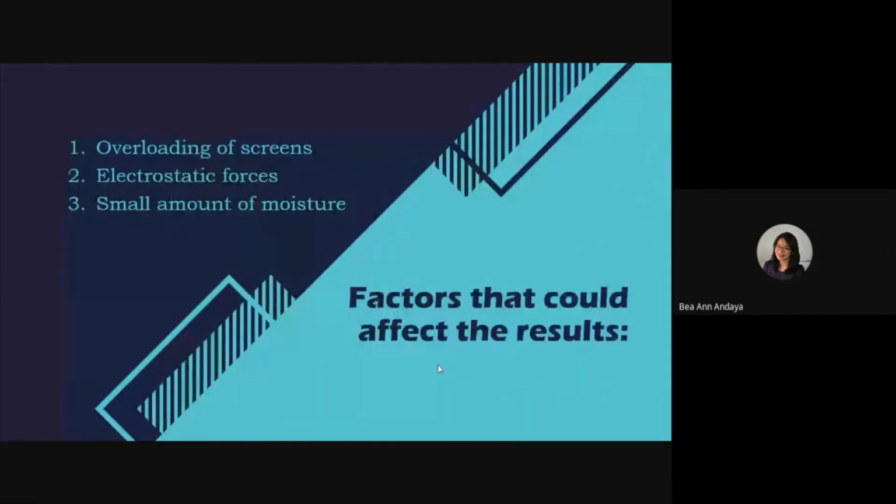Meron tayong mga factors na nag-a-affect doon sa results na makukuha natin doon sa screen analysis. One, pwedeng mag-overload yung mga screen natin. There could be some blinding or adhesion doon sa ating mismong apertures. That is why hindi maganda yung results natin. Also, pwede tayong magkaroon ng electrostatic forces. So, yung mga small particles ng ating material ay kumakapit sa isa't isa. And that is not very good, especially when we are screening materials.